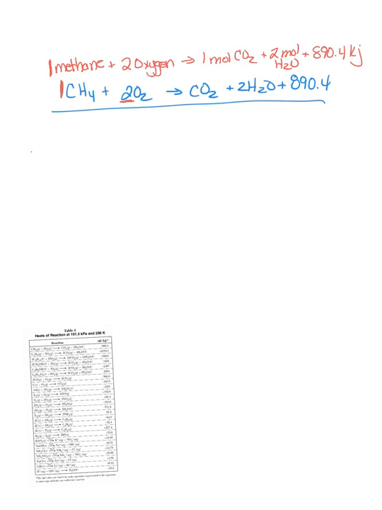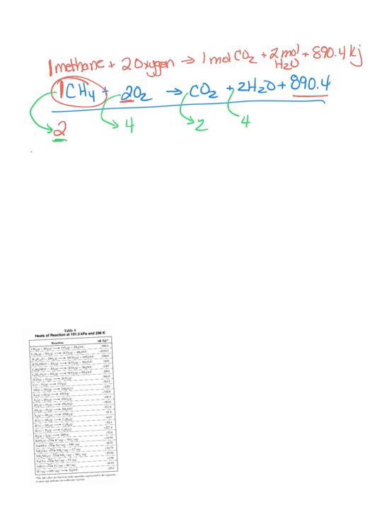So really, if we have 1 methane, we're going to get 890.4 kilojoules of heat. What happens if I multiplied everything by 2? So now, instead of having 1 mole of methane, I have 2 moles of methane. So if I doubled this 1 to a 2, then everything needs to be doubled.